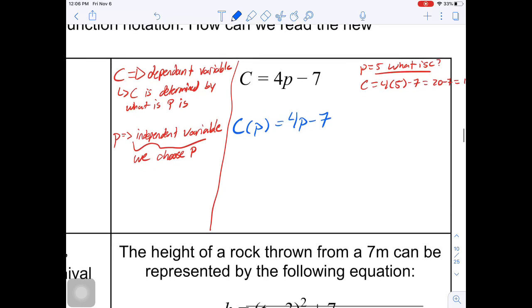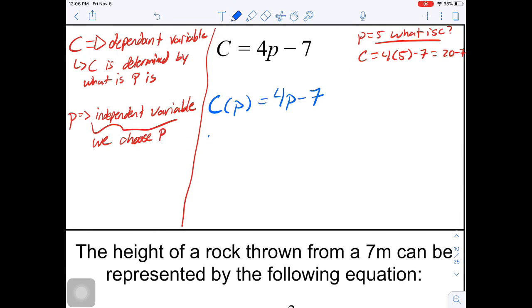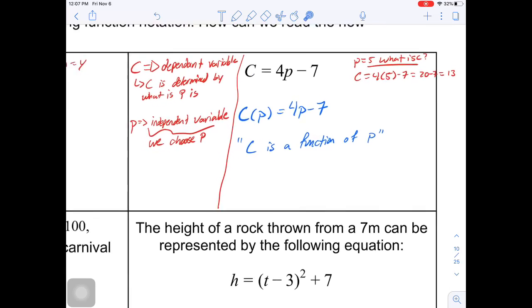So there's our new definition. And we read this as c is a function of p. Which makes sense because c depends on p. Okay, c is chosen by p. If we plug in 4 for p, that changes what our c value is, just like we showed up here, but we're just using a different notation. Okay, so remember, this is not c times p, this is c as a function of p.